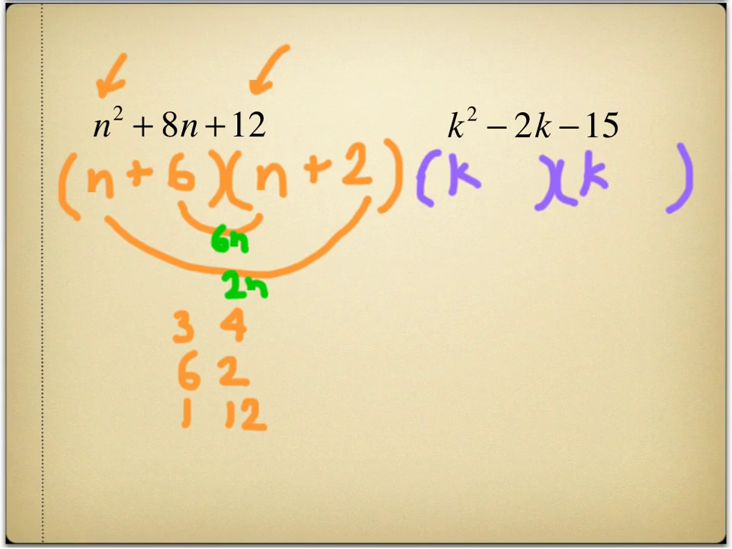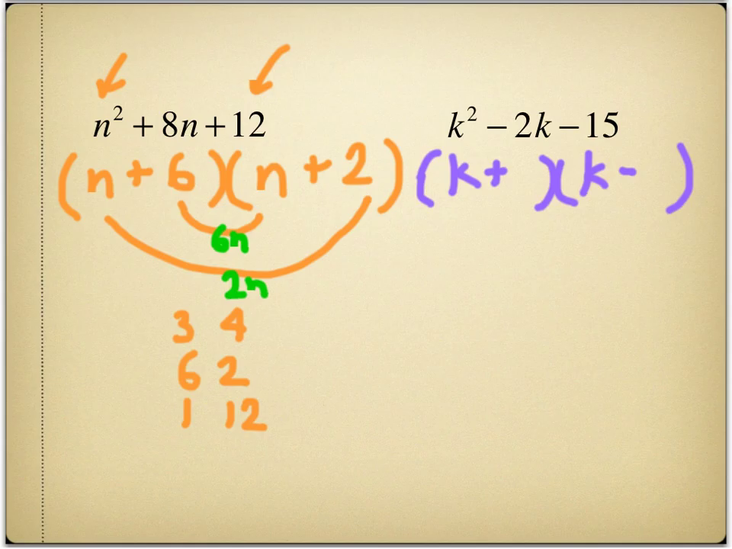Now this is a little trickier because now we have a negative sign in here, a negative sign here, so that just makes it a little bit more complicated, because in order to get a negative value here, one of these is going to have to be a positive number and one's going to have to be a negative number. That's the only way I get a negative number when I multiply.